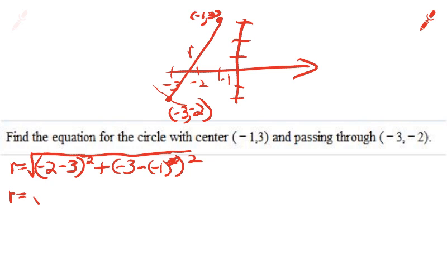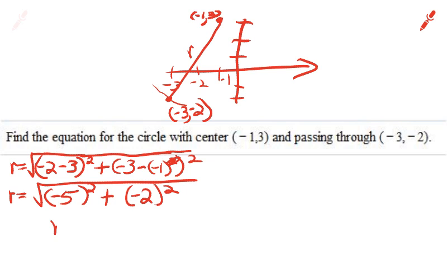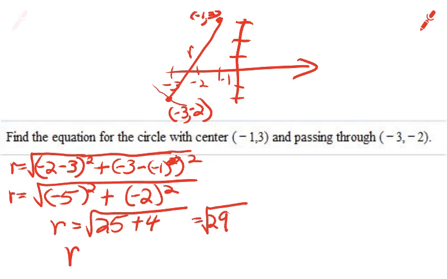So r is going to equal the square root of negative 5 squared plus, well, you've got negative 3 minus negative 1, that'll be plus 1, so this will be negative 2 squared. And so r is going to be the square root of 25 plus 4, which is 29. The square root of 29. And so r squared is going to be 29.